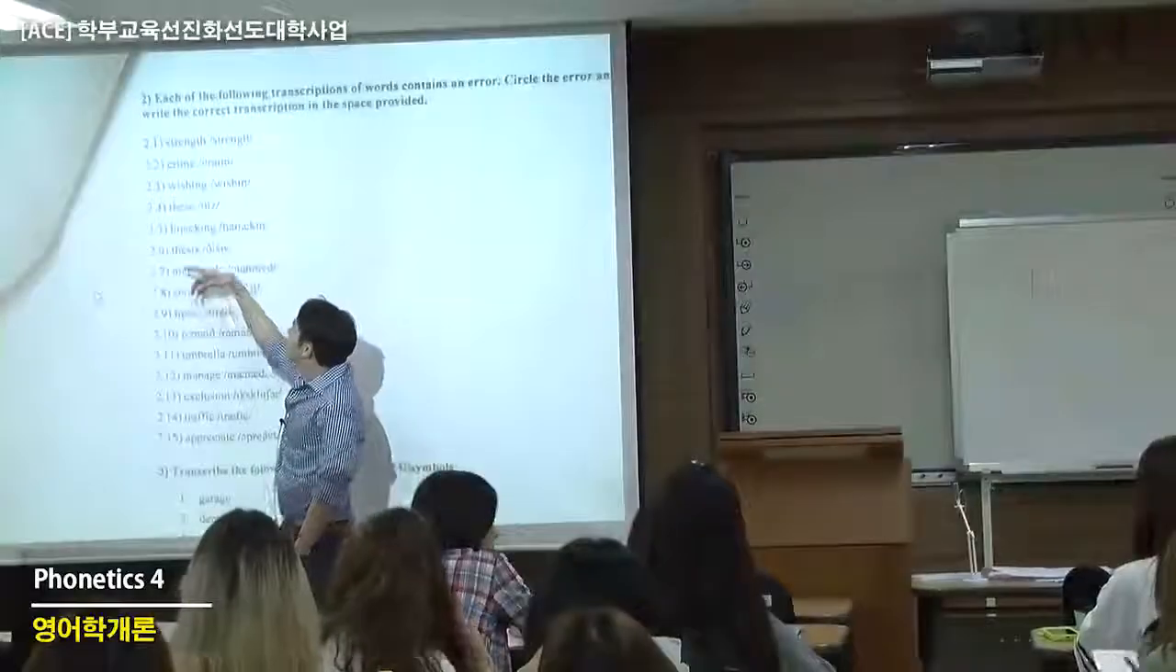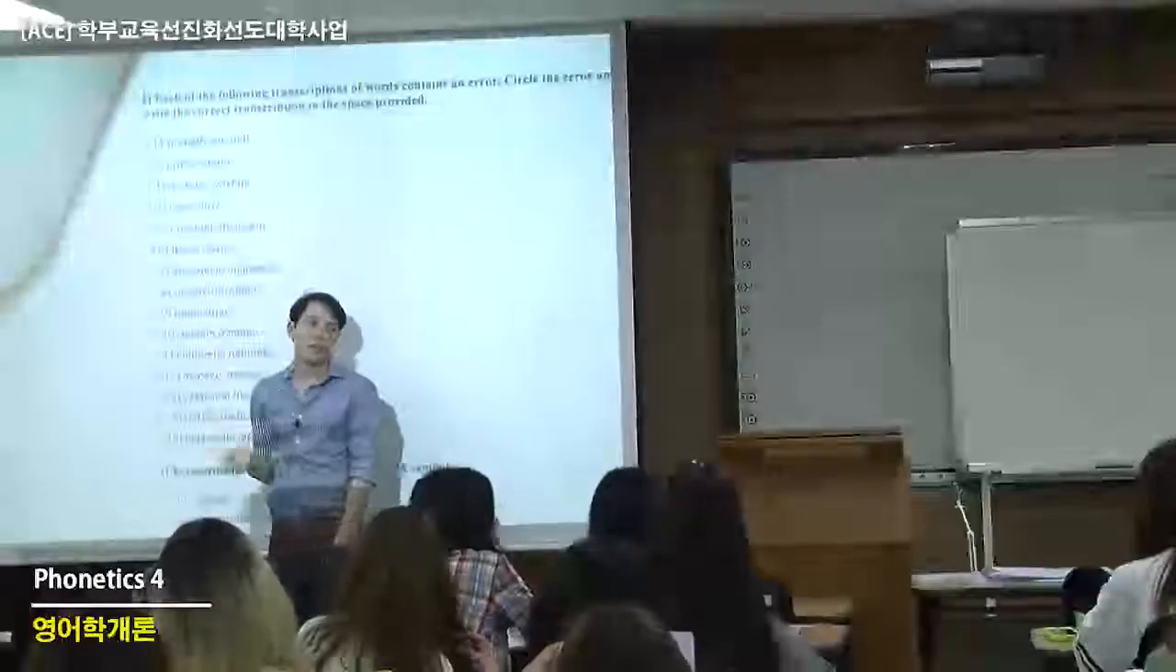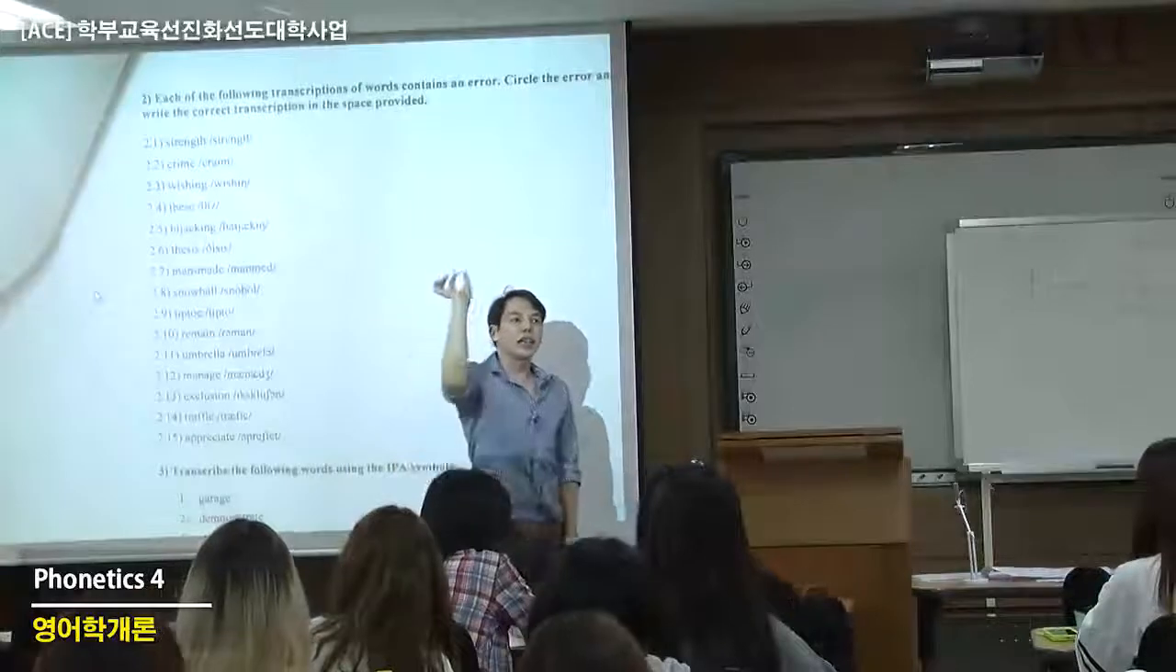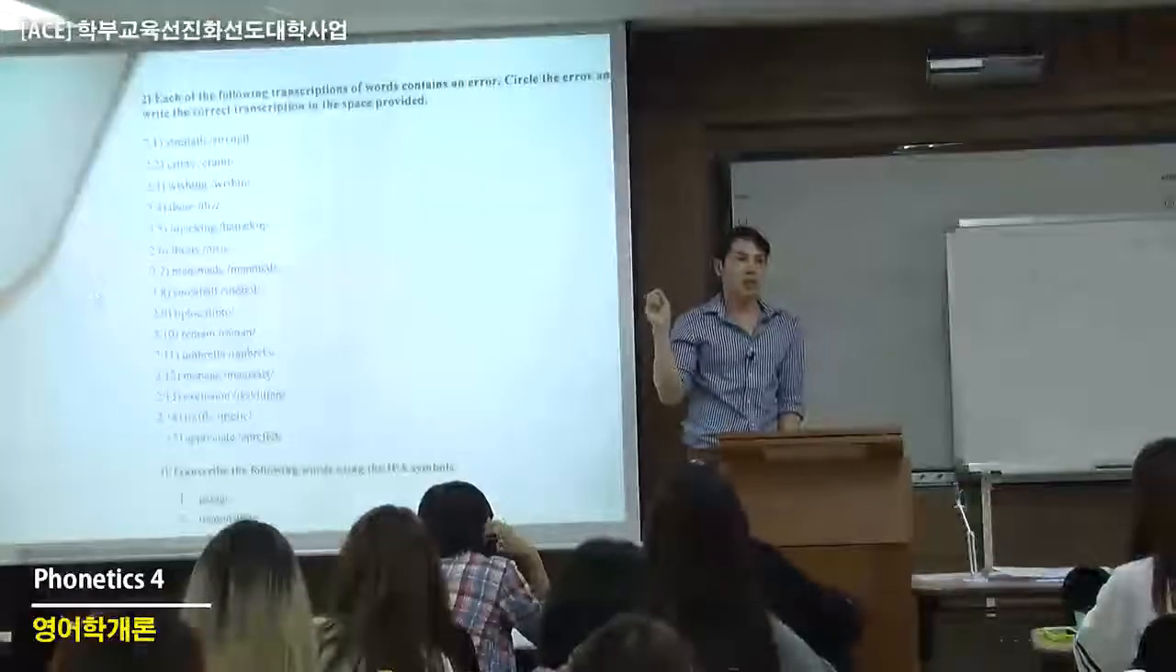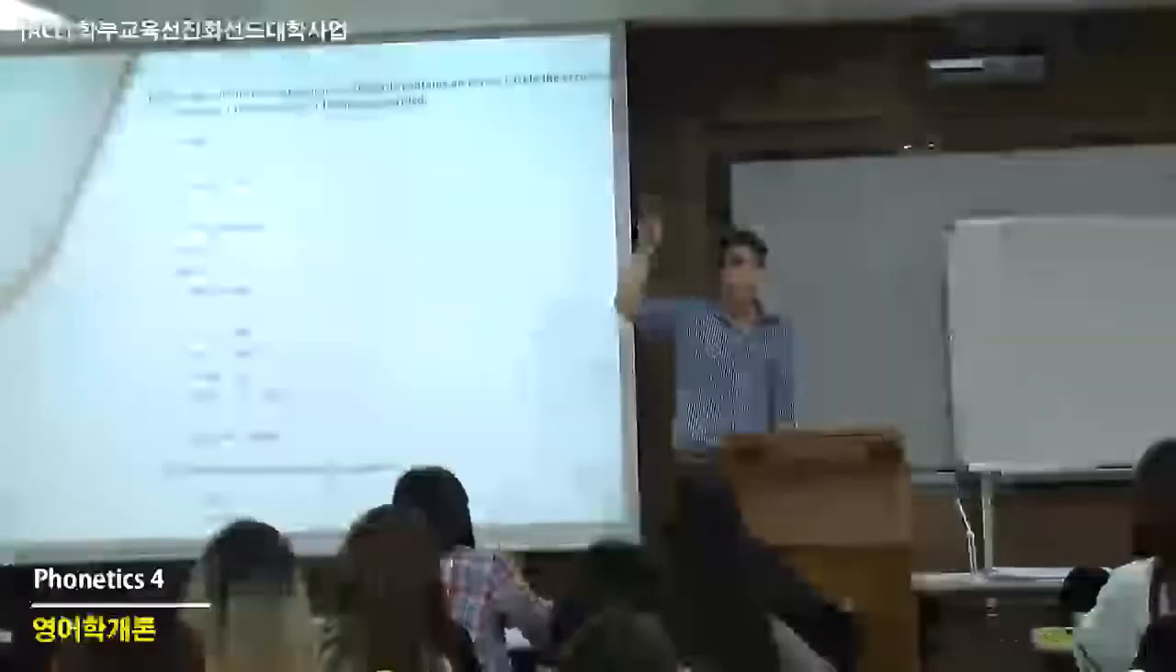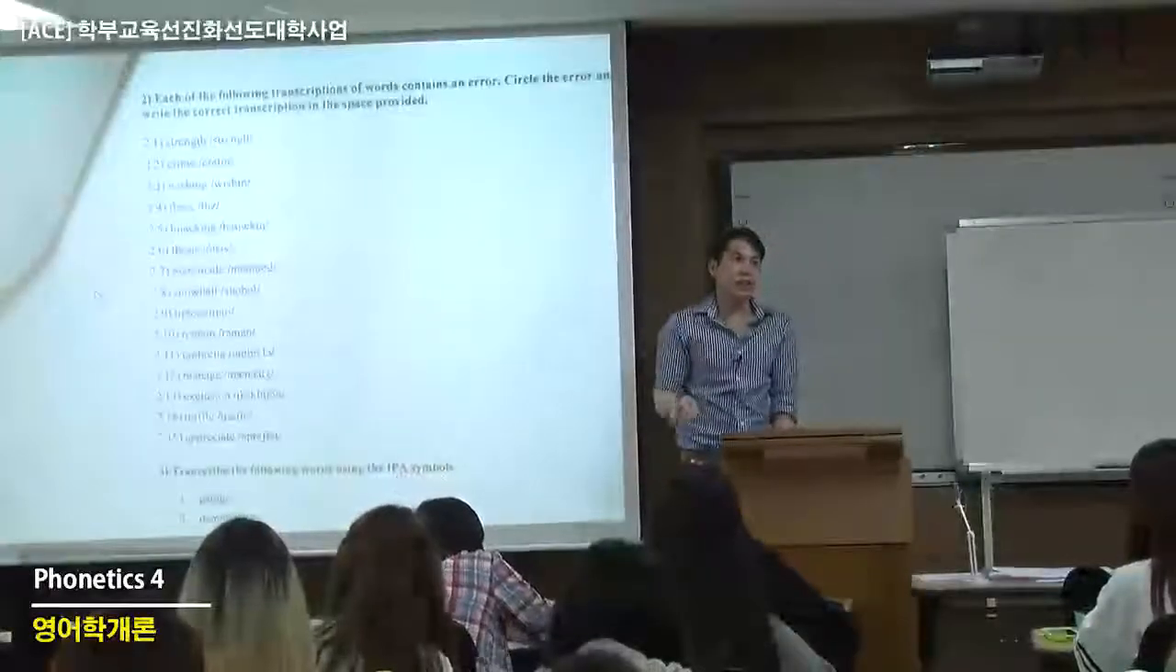Like number 4, these, right? You see a theta there, but in fact it should be the voiced version, right? It should be the crossed D, these, like that, okay?